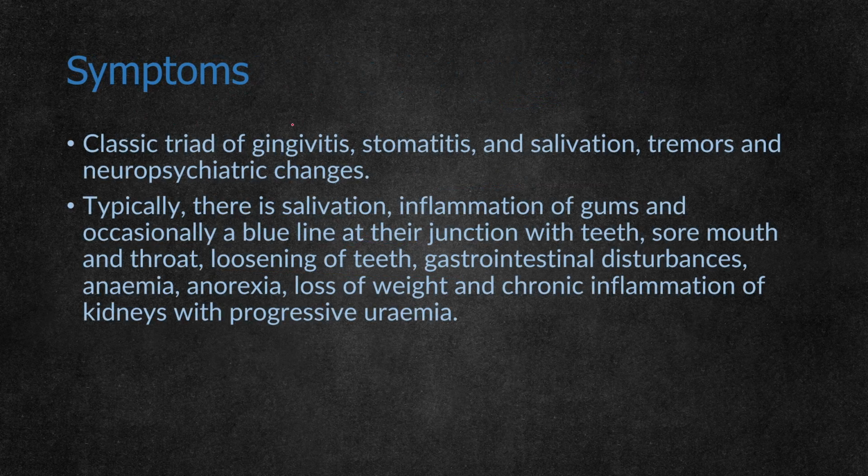Symptoms include the classic triad: mouth symptoms including gingivitis and stomatitis, followed by tremors and neurosecretory changes. So there are mouth symptoms, then tremors, then neurosecretory changes, which are the triad of symptoms seen in chronic poisoning. In the mouth, there is gingivitis, stomatitis, and salivation. Typically, there is salivation and inflammation of the gums.